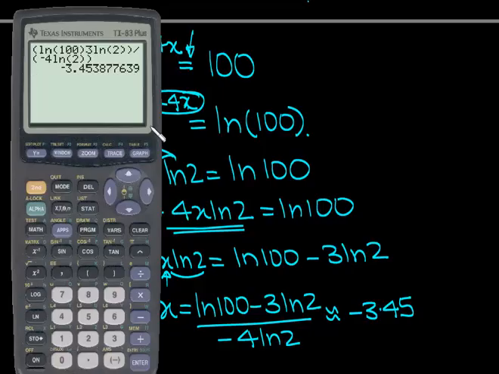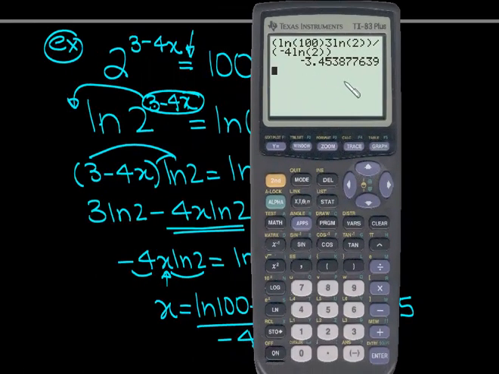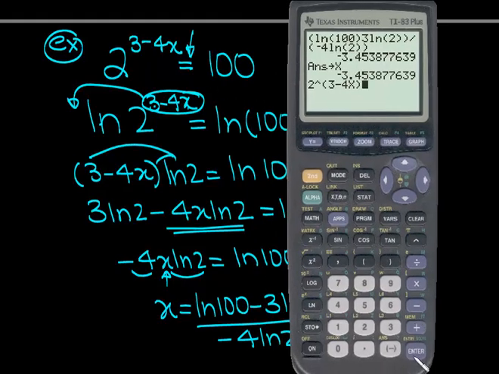What you can do then is take this answer that you just got, there's an answer key here, and store that into x. Then we'll take 2 raised to parentheses 3 minus 4x, and that should equal what, 100? So let's do that. And that did not equal 100, so we obviously did something wrong, so let's go back and figure it out.